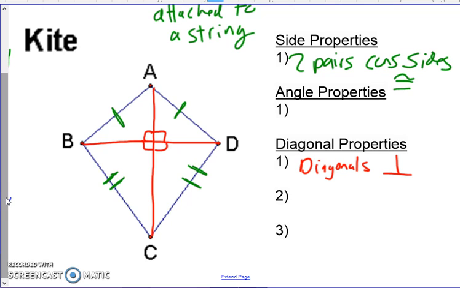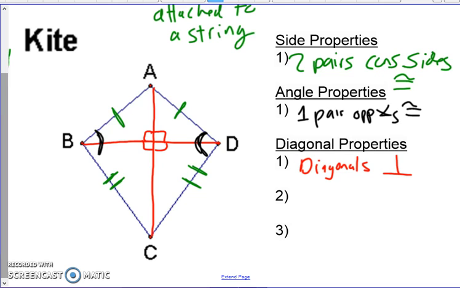And then for angle properties, we're going to have one pair of opposite angles that are congruent. In this picture we're looking at here, the angles that are going to be congruent are D and B. Just those are congruent. A and C are not necessarily congruent.